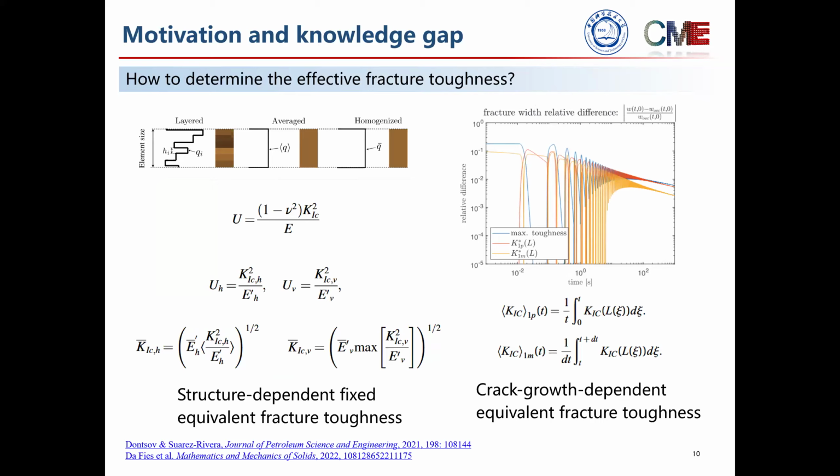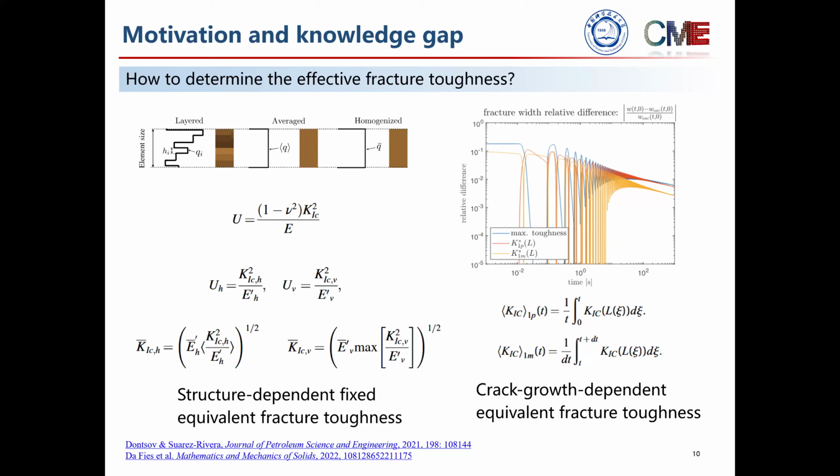A natural response to fine layering is to introduce an effective fracture toughness. There are several ways to do this. One approach is to define a fixed equivalent toughness from an energy-based homogenization procedure. Another is to define a crack growth-dependent equivalent toughness that evolves as the fracture samples different layers. Those ideas are useful, but the figure on the right shows an important difficulty. The error in the homogenized description can oscillate strongly at early and intermediate time before gradually decaying.